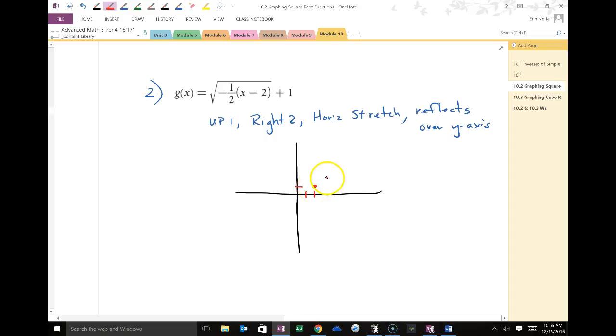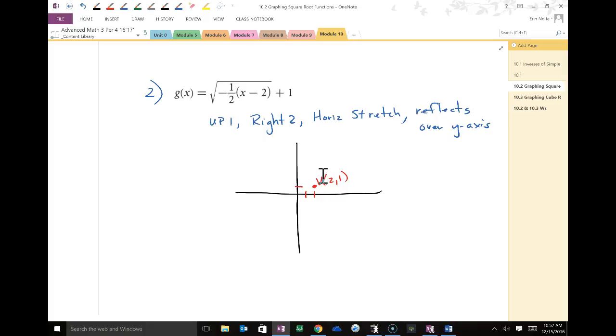Okay, so we have a vertex at the point 2, 1. I'm going to label that. Now I have to figure out how this is going to work. If it's going to reflect over the y-axis, what is it going to look like? Normally it goes up and to the right, but if you reflect that over the y-axis, it's going to go up and to the left.